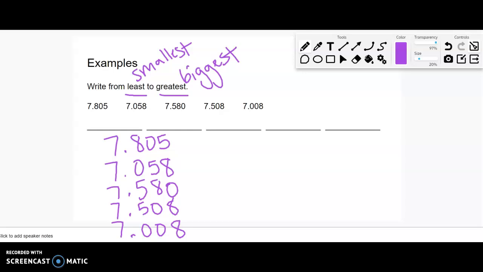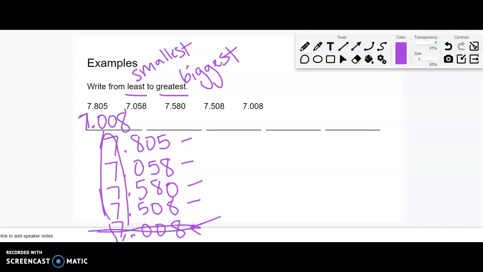So we have 7 as our whole number for all of them, so we know in that way they're all equal. We're looking for the smallest one now. We have 805 thousandths, 58 thousandths, 580 thousandths, 508 thousandths, and 8 thousandths. So we know they're all thousandths, so we can just think about putting them in order like we would regular numbers, whole numbers. So first, my smallest one is going to be 7 and only 8 thousandths, because that is less than all the other ones.